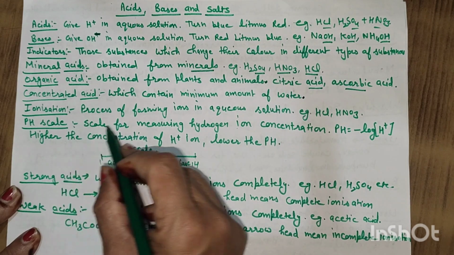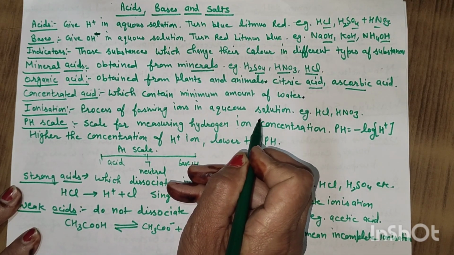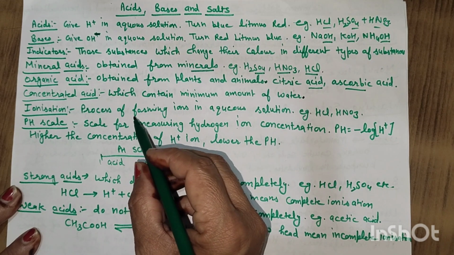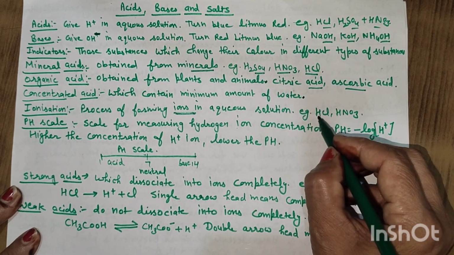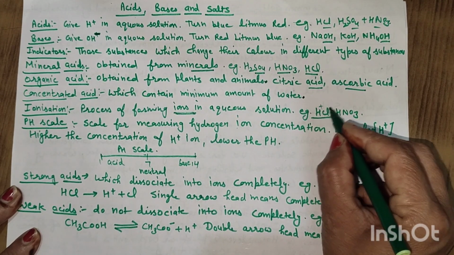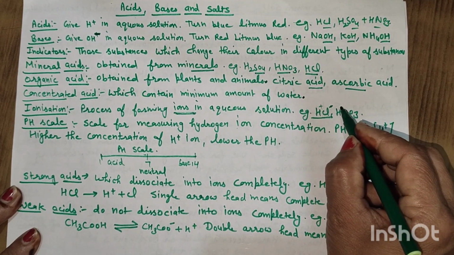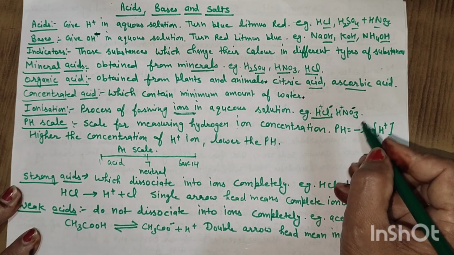Ionization. Ionization is the process of forming ions in the aqueous solution. Ionization is the process in which ions are formed in the aqueous solution. HCl dissociates into the hydrogen ion and chloride ion. HNO3 dissociates into the hydrogen ion and nitrate ion.